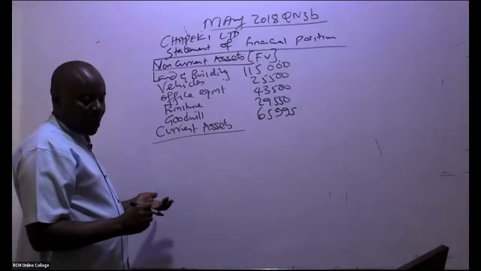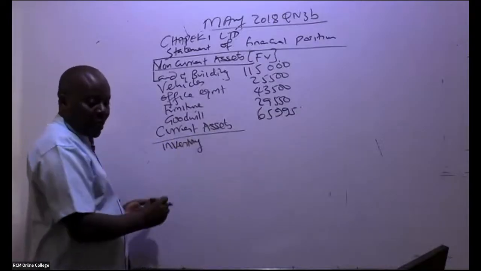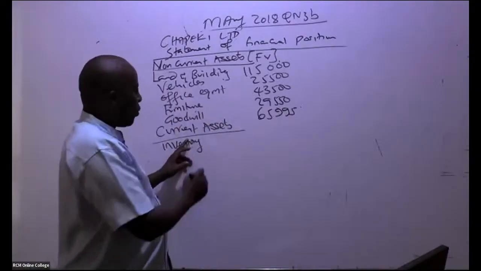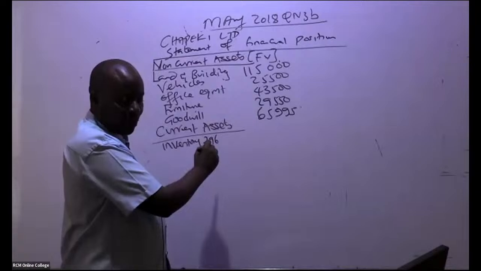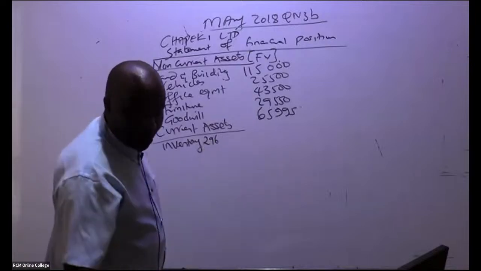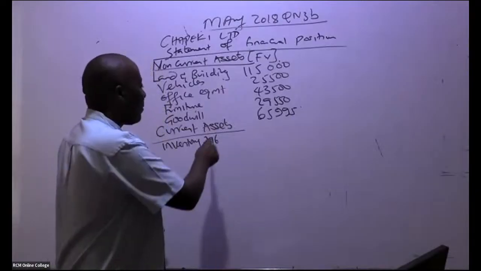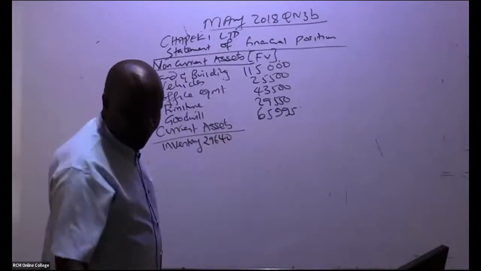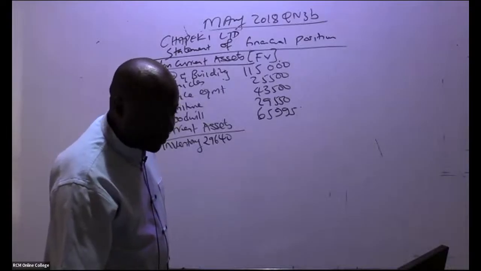We have inventory. Inventory, you have to be very, very careful. Remember, in inventory, we got a figure of 29,640. What was the inventory figure? 29,640. But remember, if you read the additional notes, in inventory, you'll be able to see something happened.